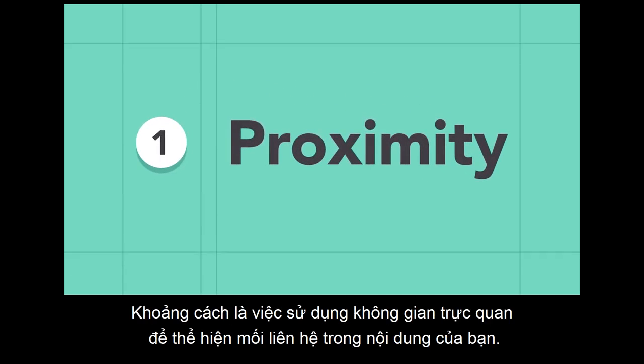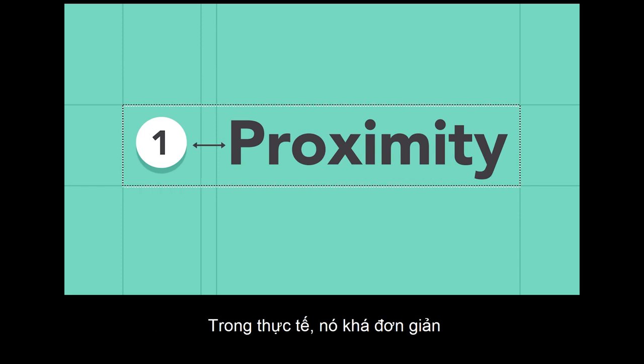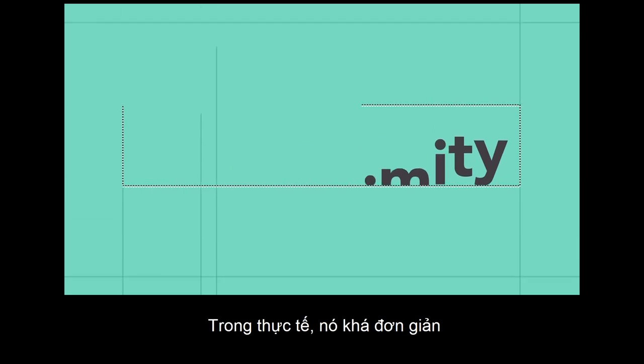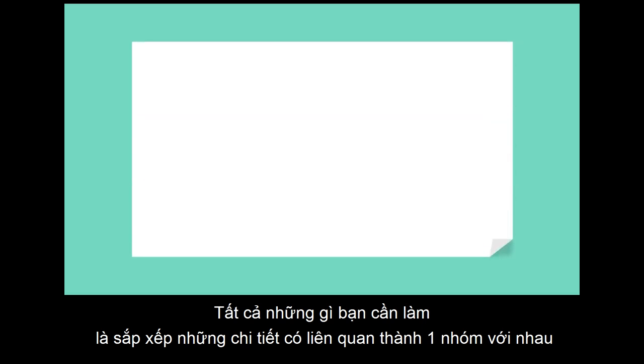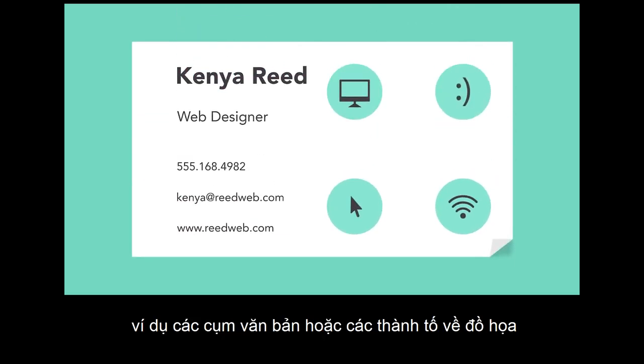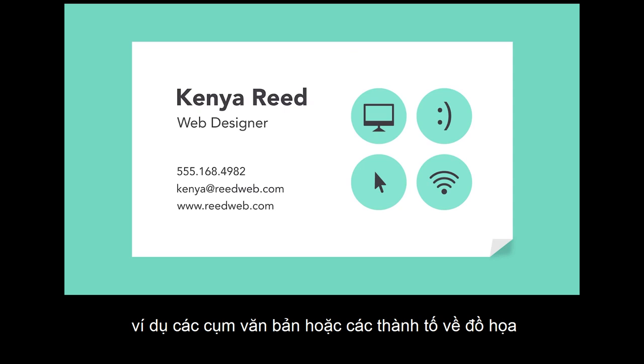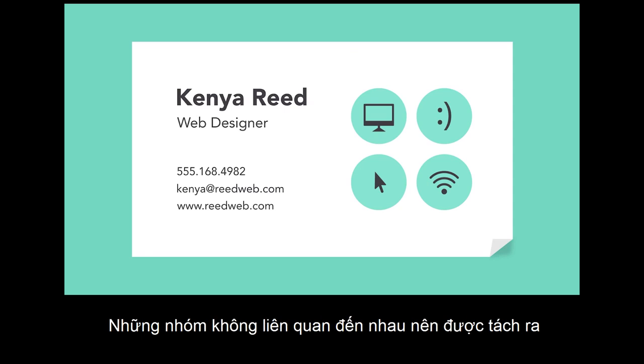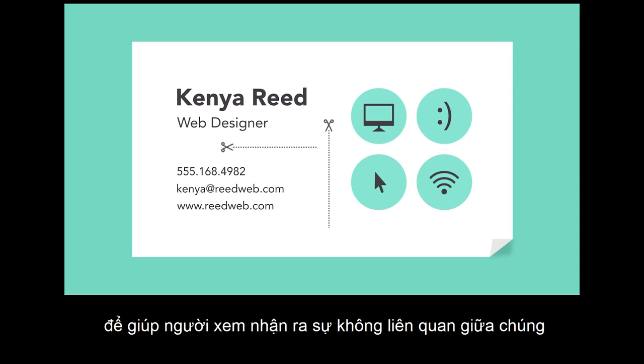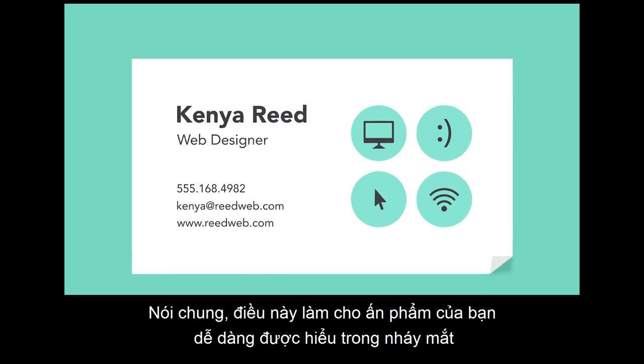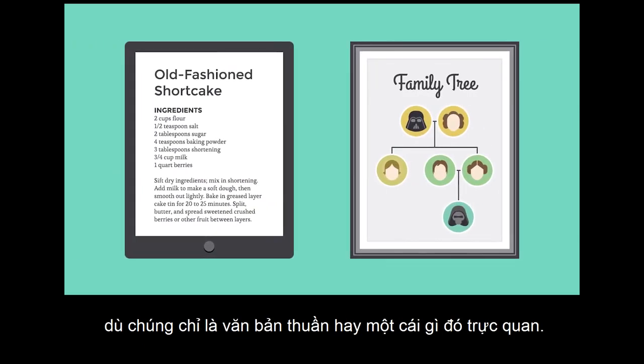Proximity is all about using visual space to show relationships in your content. In practice, it's pretty simple. All you have to do is make sure related items are grouped together. For example, blocks of text or elements in a graphic. Groups that are not related to each other should be separated to visually emphasize their lack of a relationship. All in all, this makes your work easier to understand at a glance, whether it's purely text or something more visual.